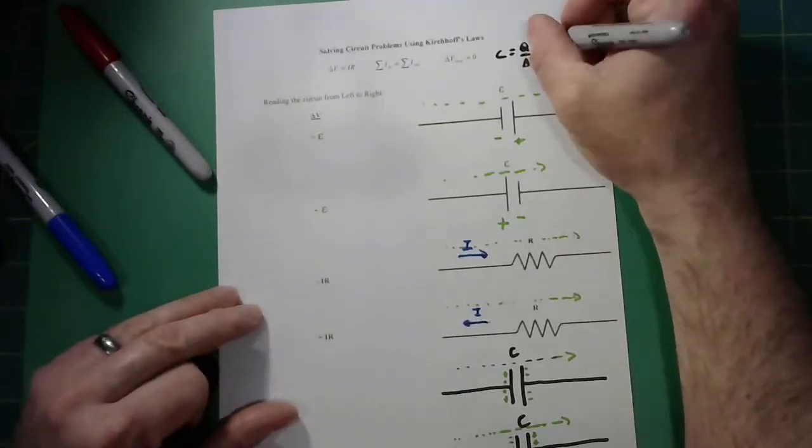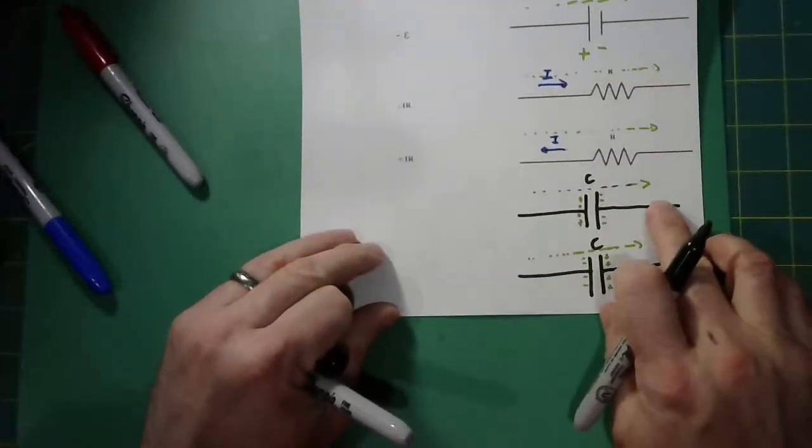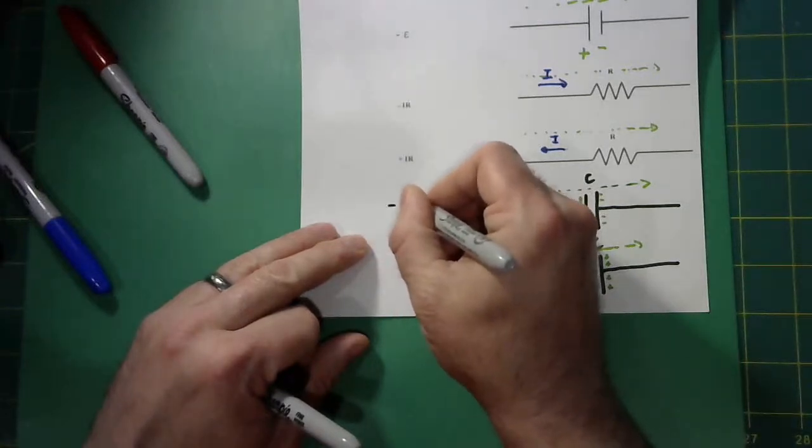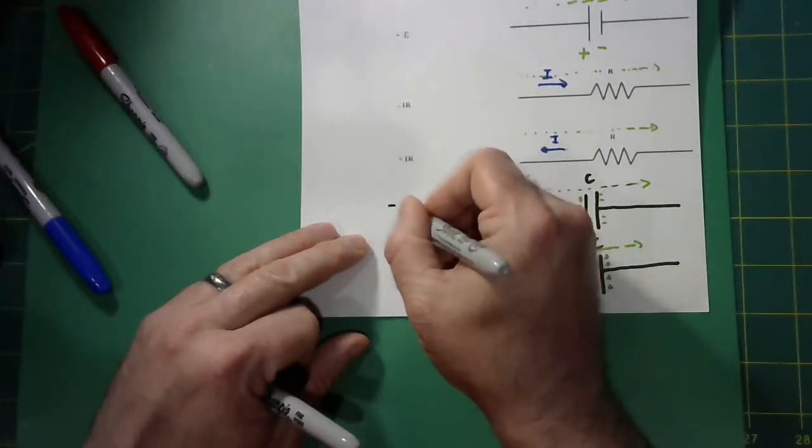So if I rearrange this, for this one, I'm going down capacitance from the high V to the low V. So my delta V is going to be minus Q over C.